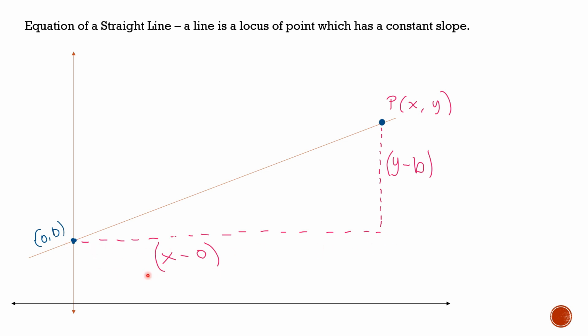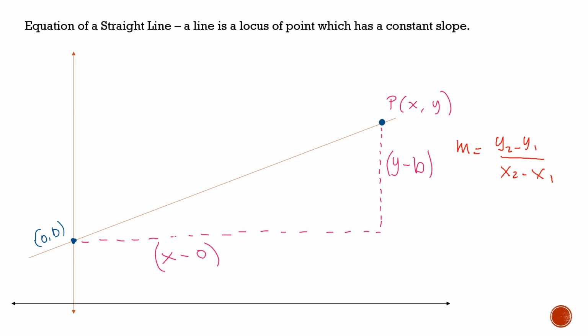This length here is x minus 0. And this one is y and this is b. This length here is y minus b. Now, if we're going to get the slope, we all know the slope is the rise over the run. Therefore, slope is equal to y2 minus y1 over x2 minus x1.